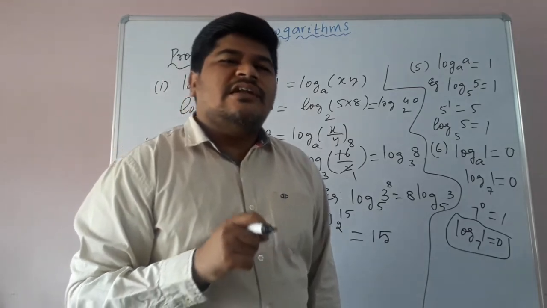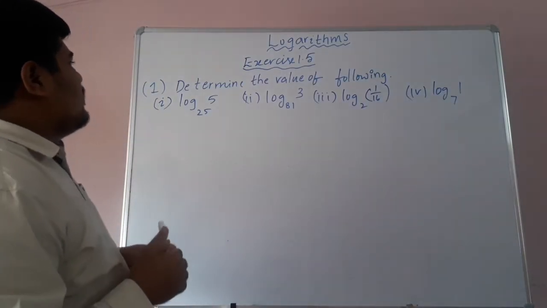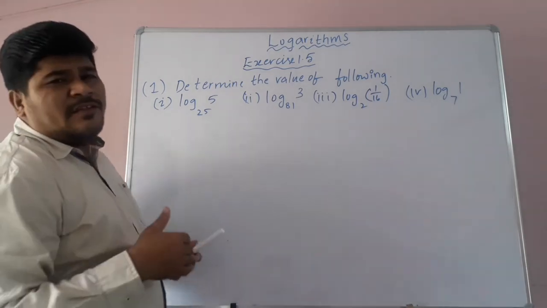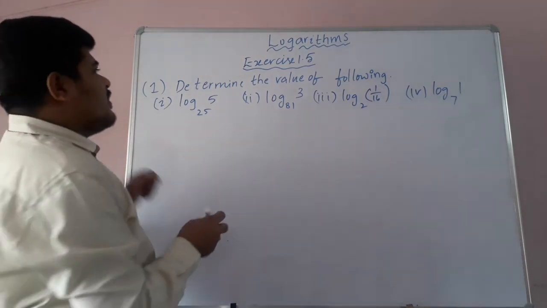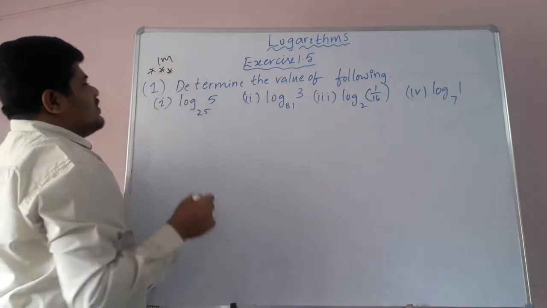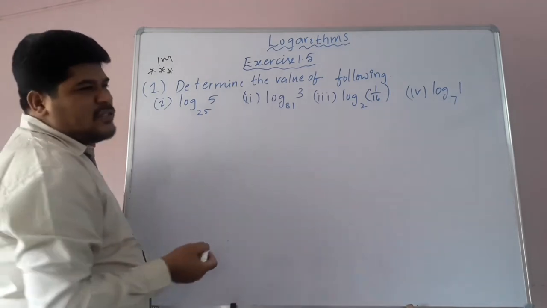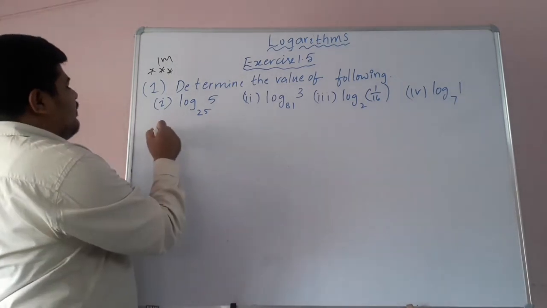Okay. Now children, let's see the exercise sums. First problem in exercise 1.5. So children, this is very important. From this, many times they ask a one mark question. So it's important for 1 mark. So children, see, determine the value of the following. First problem, log 5 base 25 is there.